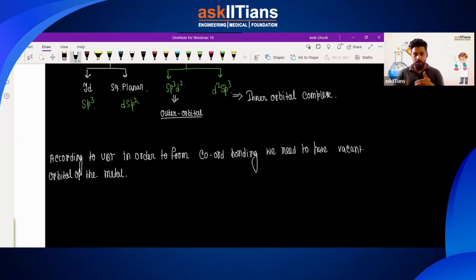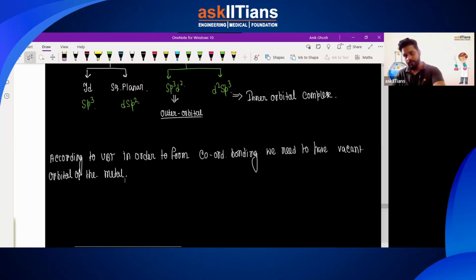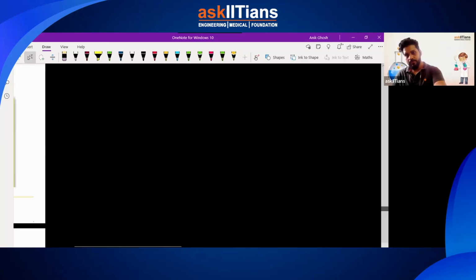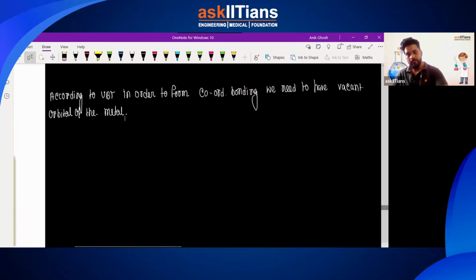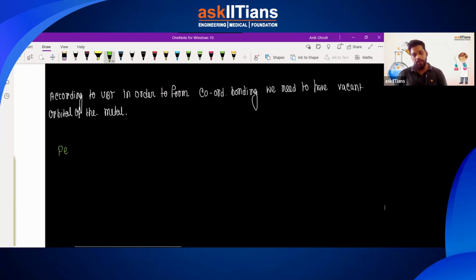Now let's jump into this fact. Let's say they have given you this molecule, Fe(H2O)6 3+. Quickly, guys, pause the video and try to name the complex on your own first. The naming of the complex I have taught you in the very first video. I guess you remember from there. So quickly pause the video and try to name the compound.